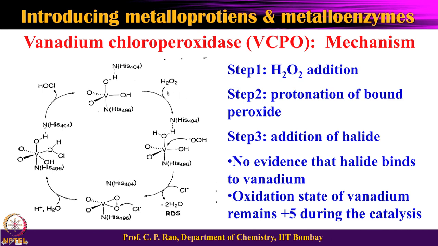And in the presence of H2O2, the vanadium will interact with the peroxide, and then the peroxide species will be bound. In the presence of the halide, this can break and form the hypohalous acid. This is the species which interacts with the substrate and gives the halogenated substrate, and then the enzyme goes back to the normal. So, this HOCl does not just come out like that; it comes out and then reacts with the substrate. That means the substrate should be bound very close to this in the enzyme, and then you have the enzymatic action going on. So, H2O2 addition, protonation of the bound peroxide, addition of the halide, these are the kinds of steps.